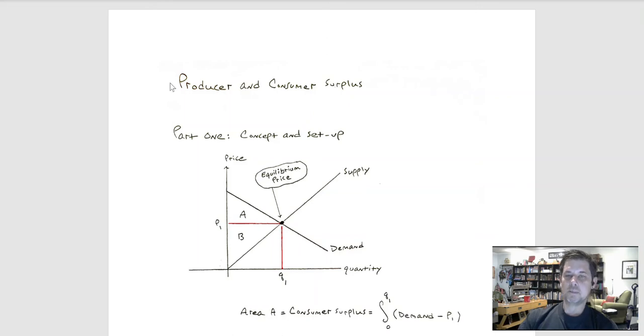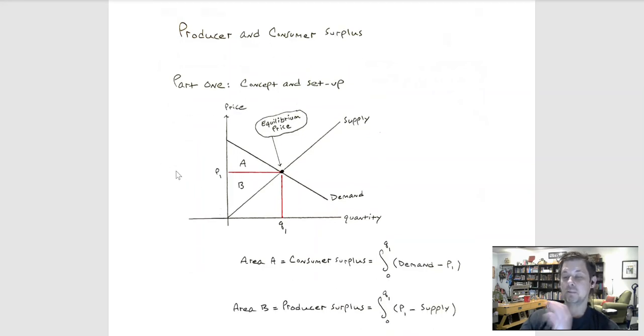Hello everybody. So what you're looking at here is the first slide from a video I made yesterday about producer and consumer surplus. And as I was going through that video, I said that I wasn't going to explain at that time what consumer surplus was or what producer surplus was and why those two things are calculated in the way that I have right here. But right now I will tell you about all that.